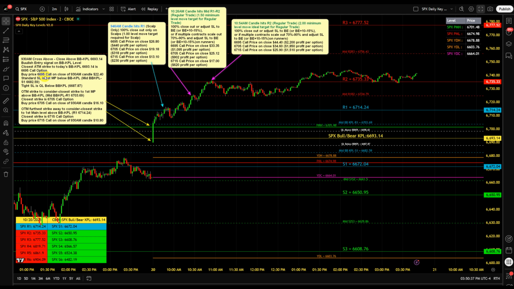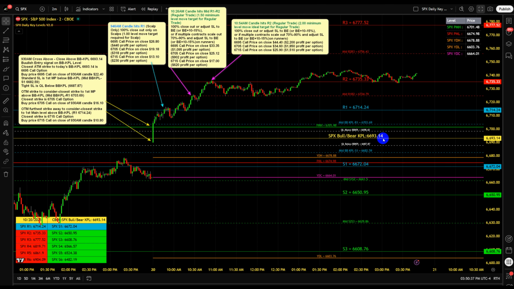Okay, so the standard play for this particular bullish entry signal off the bull bear KPL is going to be the closest at the money strike to the bull bear key price level price for the session. So since it's 66.93, that is going to be the 66.95 strike.